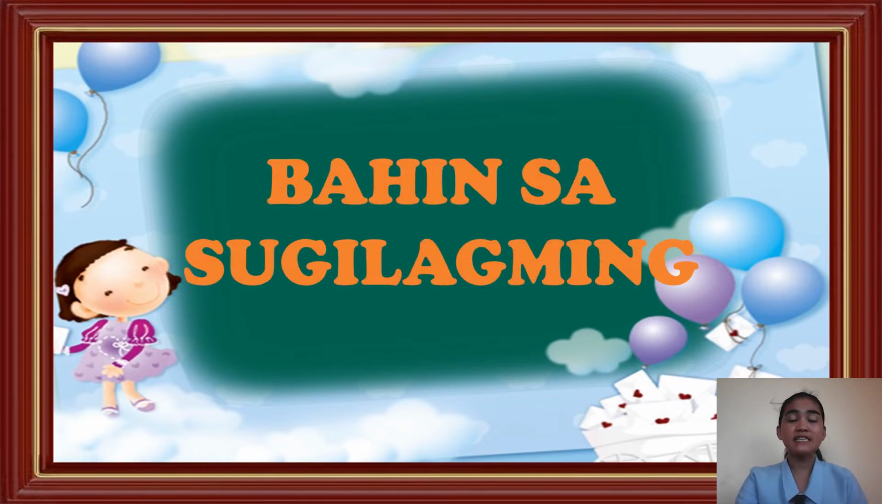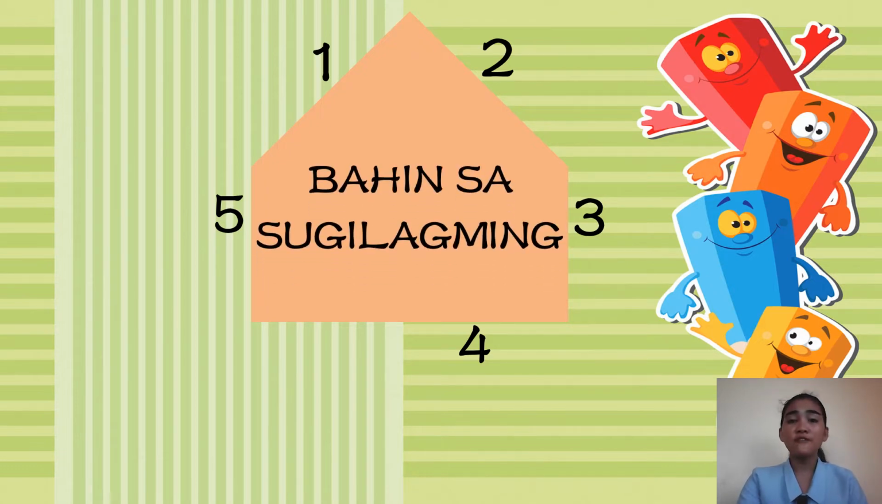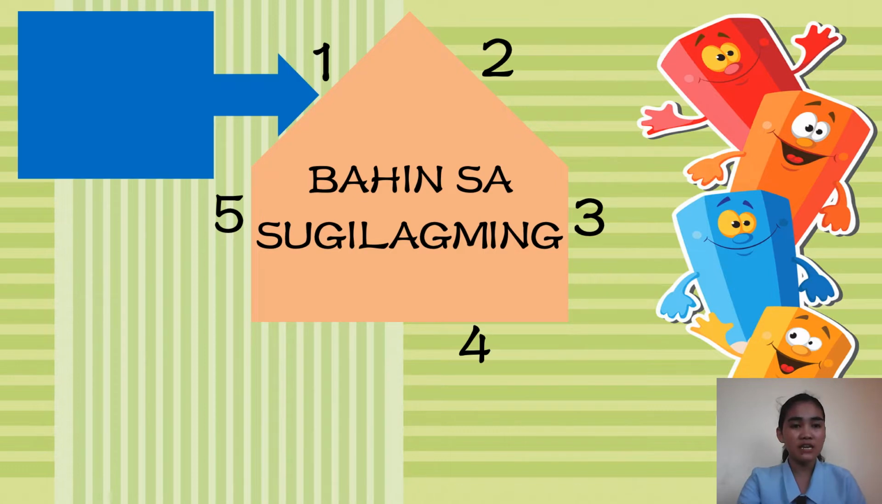Ang atong bag-ong hilisgutan karon mahitungod sa Bahin sa Sugilagming. Our topic this week is all about elements of a story. Adunay 5 ka bahin ang sugilagming. So there are 5 elements of a story, and for this lesson, we will tackle only the 5 main elements of a story.